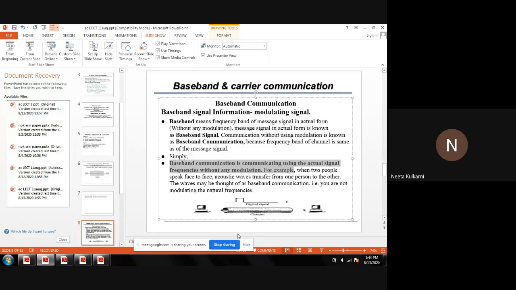Without any modulation, if we transmit a signal, that is called the baseband communication system. Now what are the drawbacks of baseband communication system? A diagram is shown here. What is shown in it?